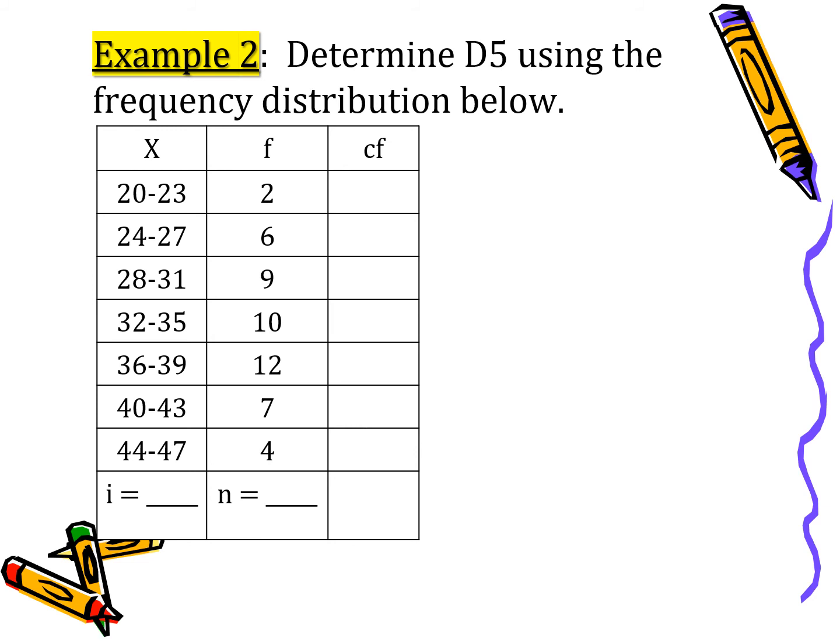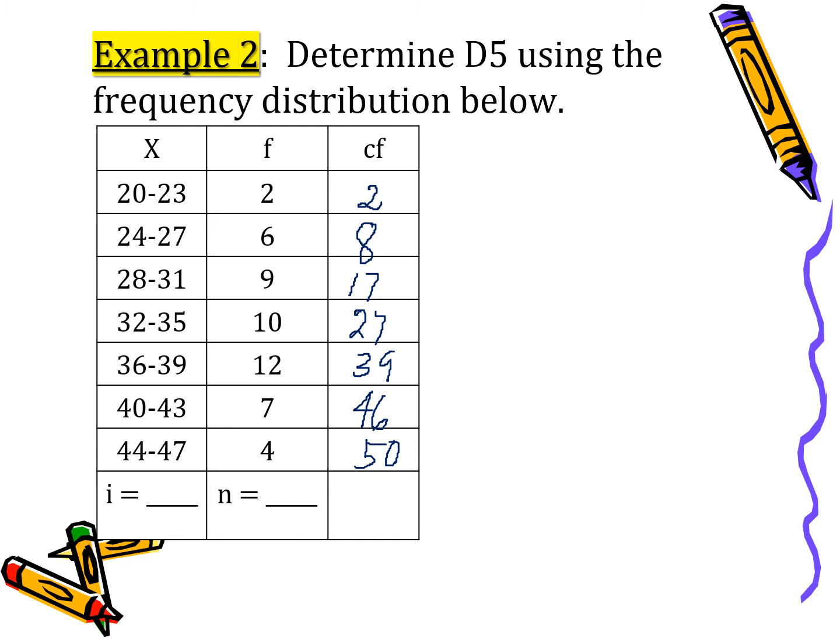Example number 2, determine decile 5 using the frequency distribution below. Let us do all the 7 steps here. Let us have first step number 1, cumulative frequency. Copy the first frequency, which is 2, then add the next. 2 plus 6 is 8. 8 plus 9, 17. 17 plus 10, 27. 27 plus 12, 39. 39 plus 7, 46. And 46 plus 4, 50.